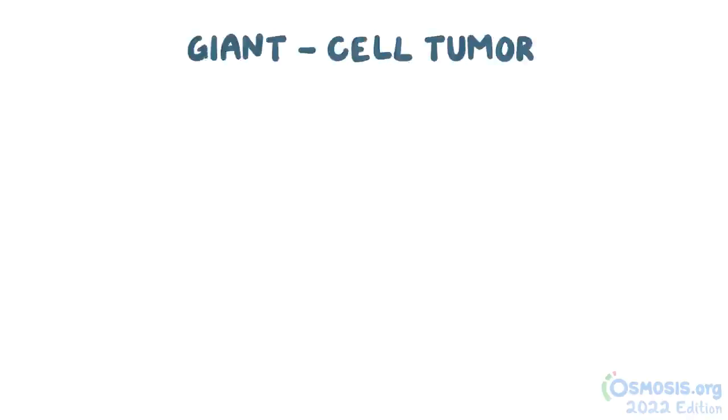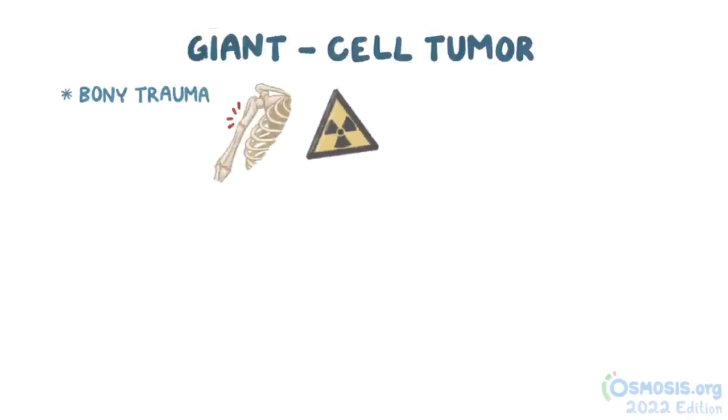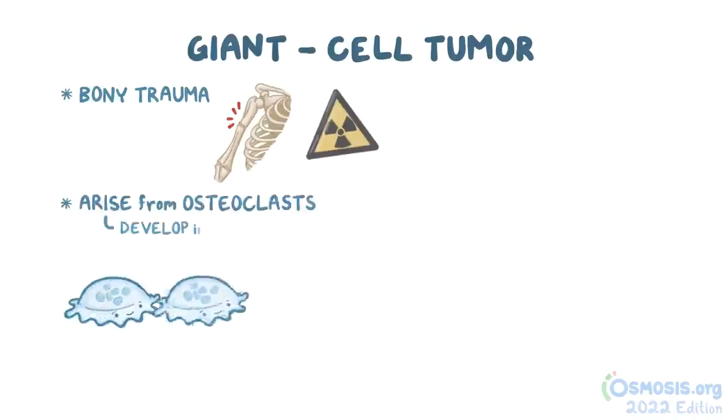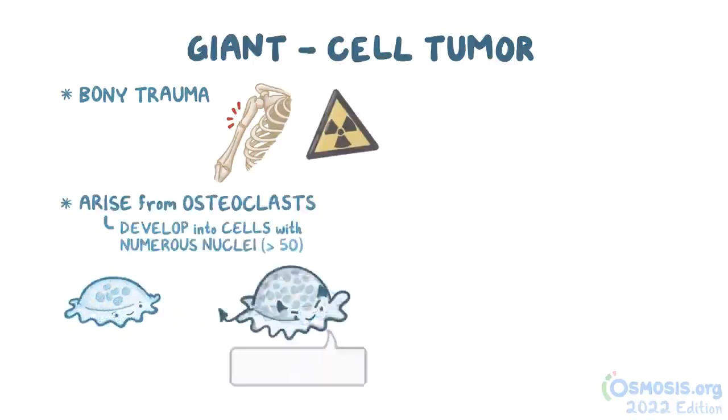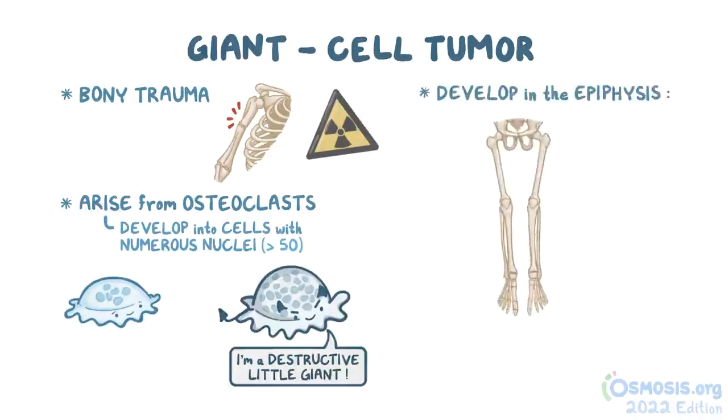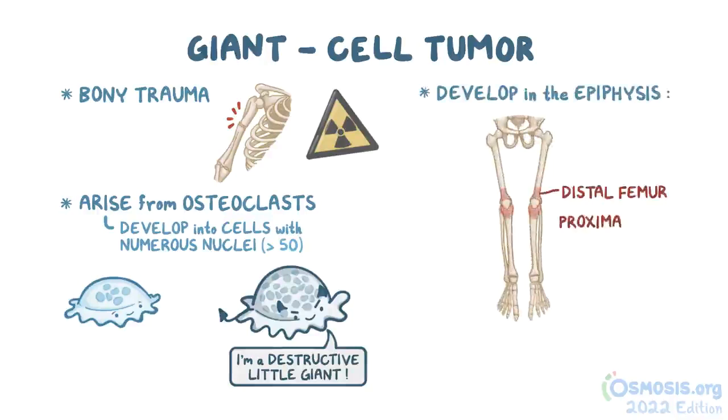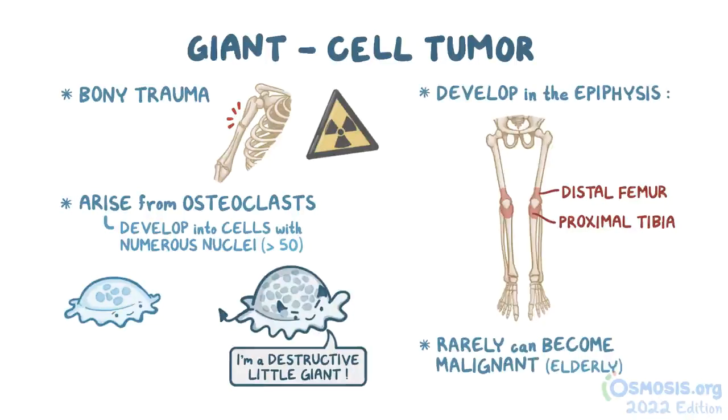Another benign tumor is the giant cell tumor of the bone, quite a name. A risk factor for giant cell tumors is having a bony trauma like a fracture or radiation exposure. The tumor cells arise from osteoclast cells, but then develop into cells that have numerous nuclei, typically over 50 nuclei, so you can think of them as destructive little giants. The giant cell tumor typically arises in the epiphysis of the long bones, like the distal femur and proximal tibia. On rare occasions, this tumor can become malignant, especially in elderly individuals.